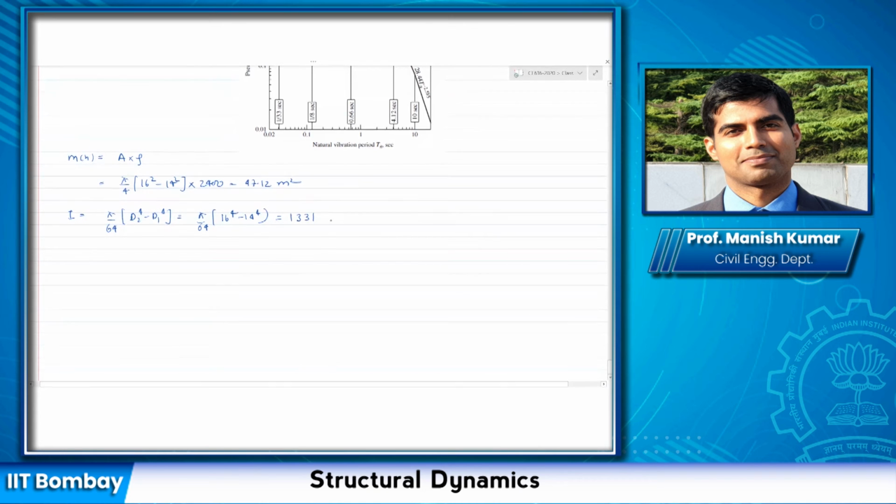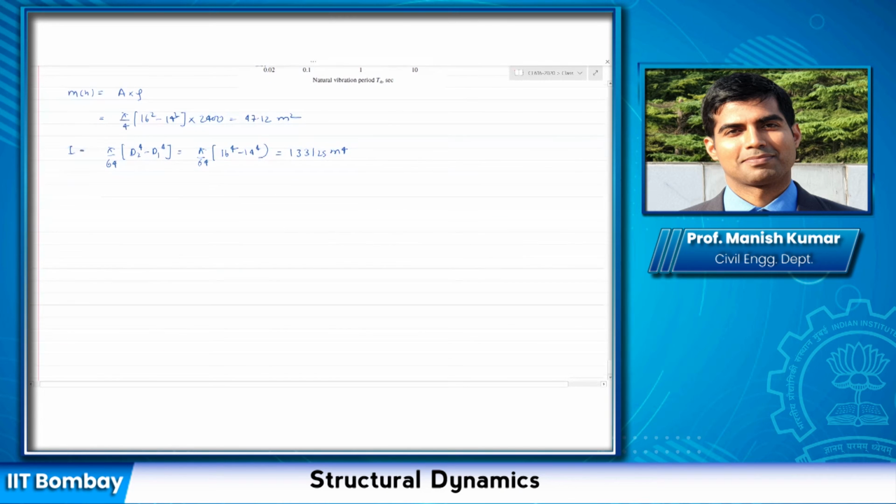0.25 meter to the power 4. Then I can find EI, where E is 25,000 MPa. So it would be 25,000 into 10 to the power 6 Newton per meter square, times this 0.25 meter to the power 4. You can calculate this. It comes out to be around 3.328 into 10 to the power 13 Newton meter square.